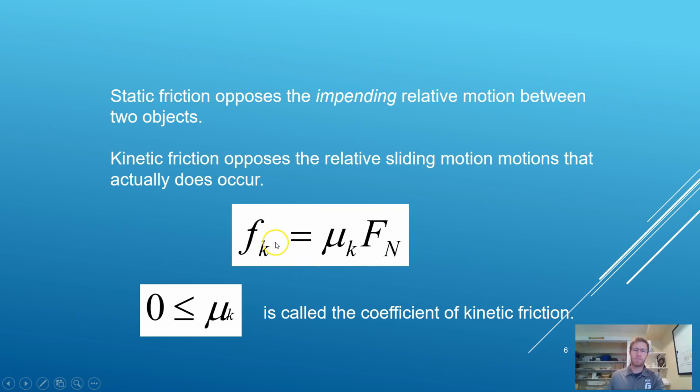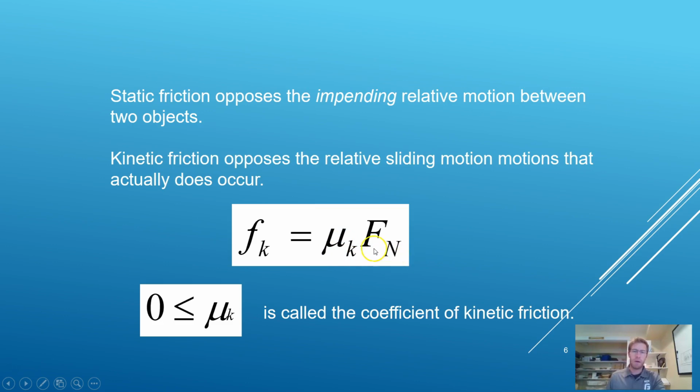The kinetic force of friction now is when we are in motion, your object is actually moving, and since we're going to define it as being more or less consistent or constant for now, we're going to define kinetic force of friction as being equal to the coefficient of kinetic friction, again represented by the Greek letter mu and then the subscript k for kinetic, multiplied by the normal force.